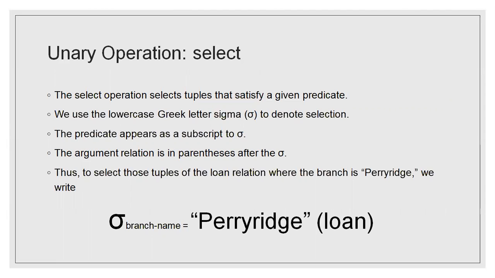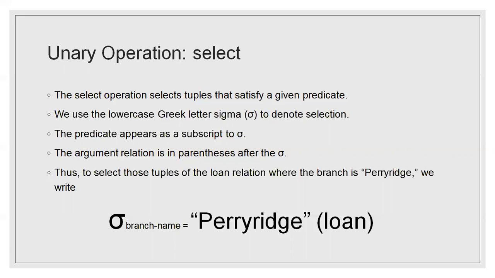That is first, select. Now this is the simplest query. The select operation selects tuples that satisfy a given predicate. The predicate we can call a given condition. We use the lowercase Greek letter sigma to denote selection. The predicate appears as a subscript to sigma. You can see here the subscript to sigma is branch name. The argument relation is in parentheses after sigma.